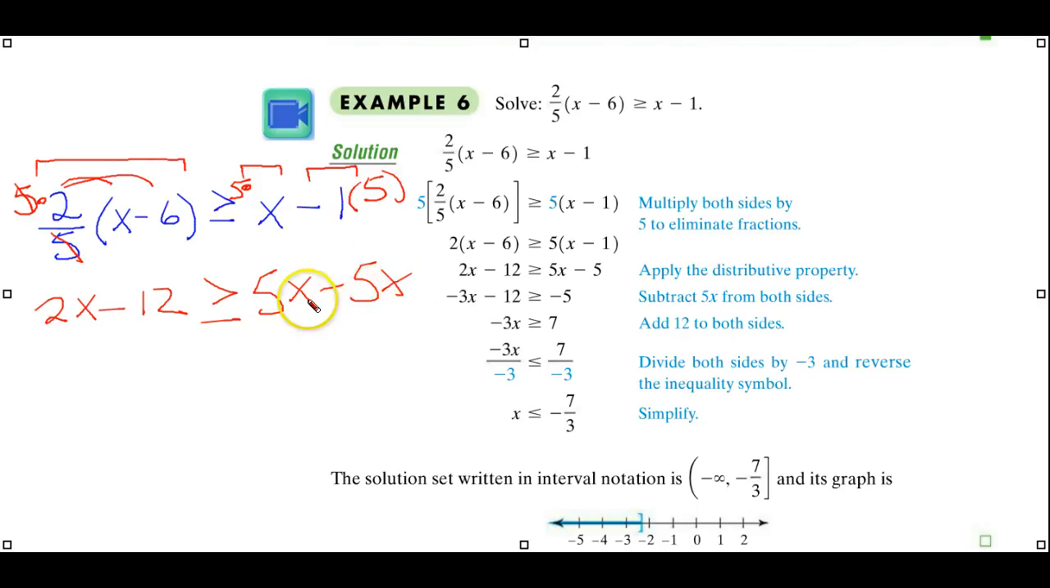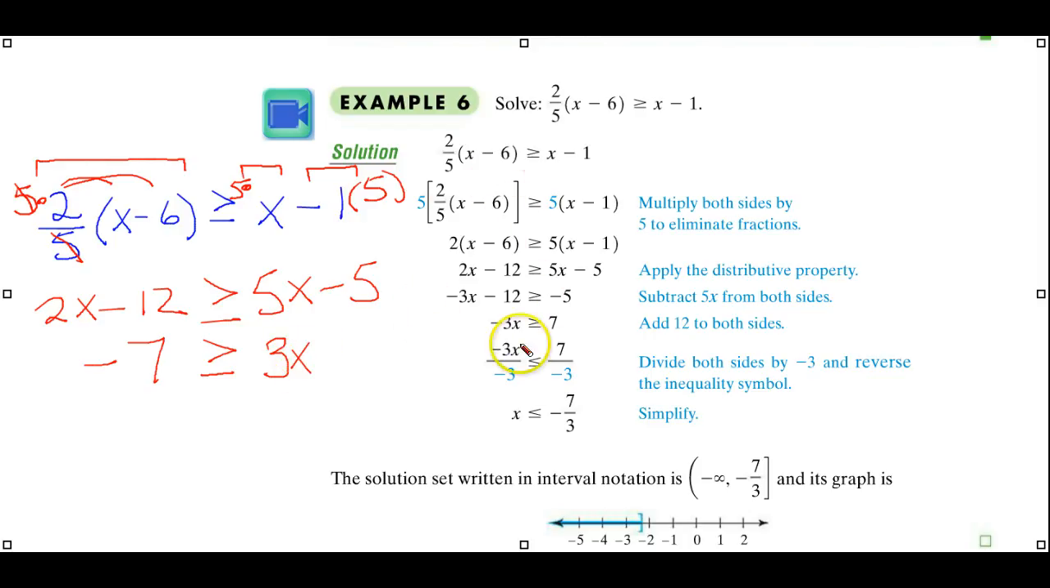Now, if I want the x to be positive, I'm going to bring this over to this side. So this becomes a 3x. And there's no x there. All right, now I'm going to bring this negative 5 over as a positive 5, and this gives me a negative 7.